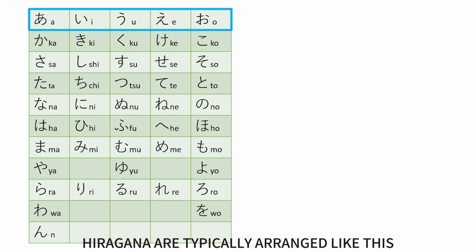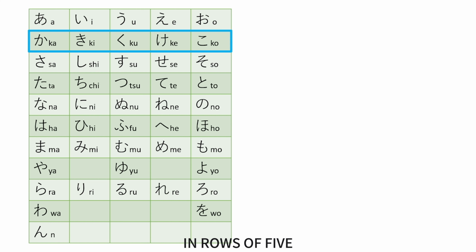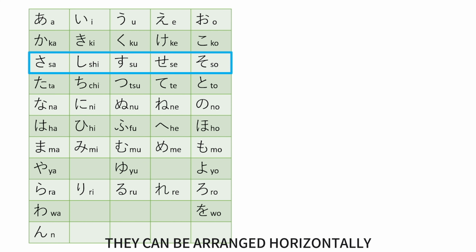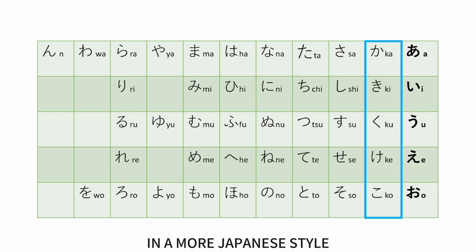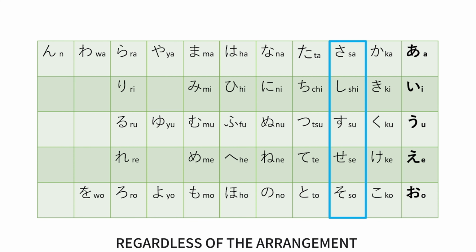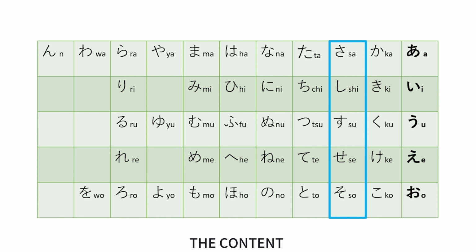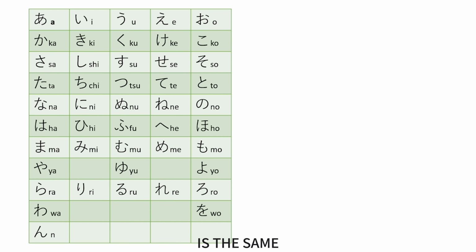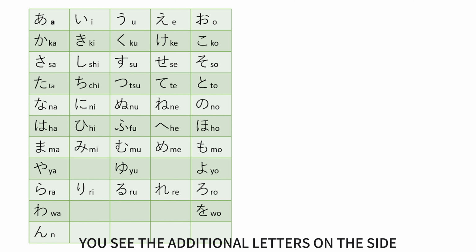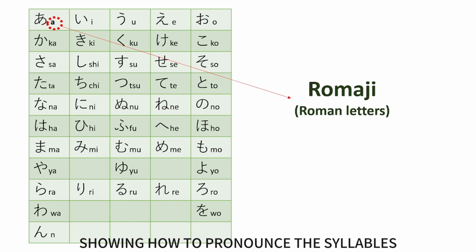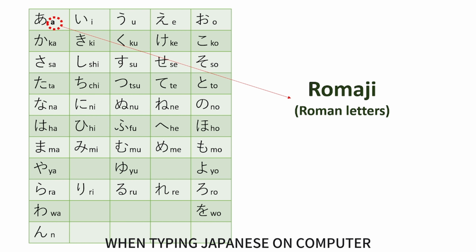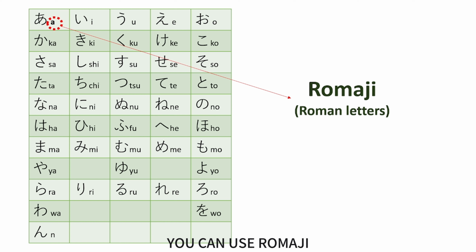Hiragana are typically arranged like this, in rows of 5. They can be arranged horizontally or vertically, in a more Japanese style. Regardless of the arrangement, the content is the same. You see the additional letters on the side? Those are called romaji, showing how to pronounce the syllables. When typing Japanese on a computer, you can use romaji on the keyboard to quickly input these syllables.